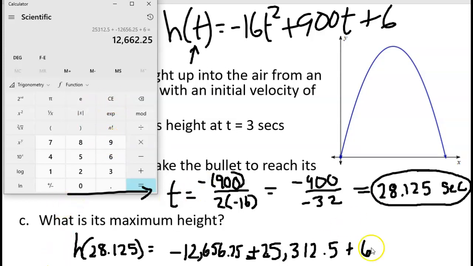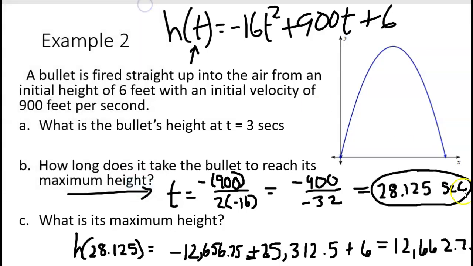Okay, I'm going to write that down. I feel like maybe I did something wrong, but I'm going to write it down really quick. 12,662.25. I just want to make sure I did something right. No? Okay, we're good. All right, so there it is.